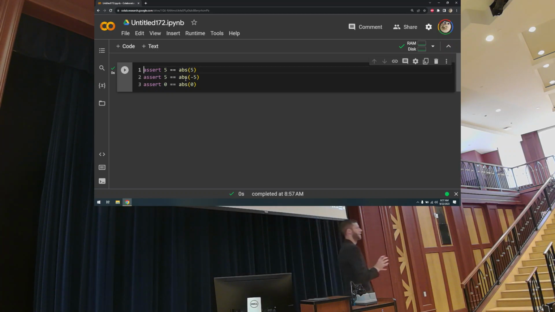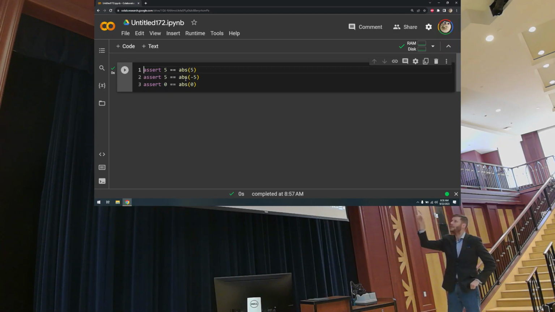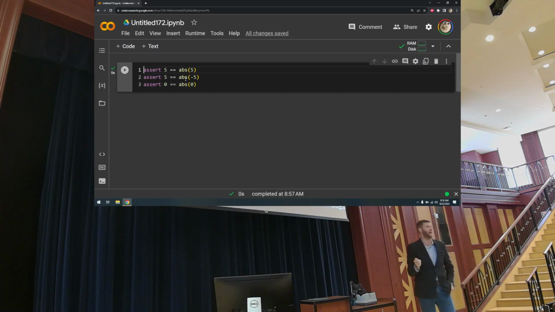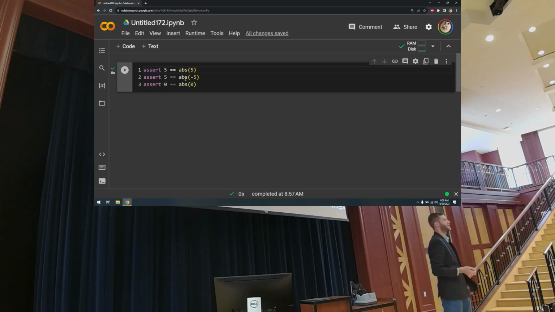Assert will crash your program if it sees false. So when I ask, is 5 equivalent to the absolute value of 5? Is that a true or false statement? True. So we see assert true, assert's happy. How about, is 5 equivalent to the absolute value of -5? True or false? Of course. So we see assert true, it's happy. Is 0 equivalent to the absolute value of 0? True, yeah, of course. So assert true, assert's happy, it's fine.